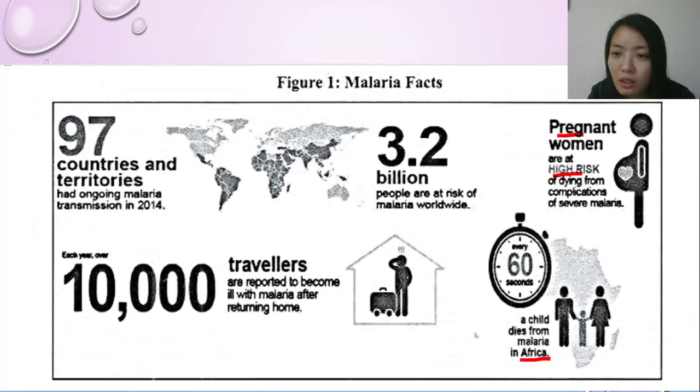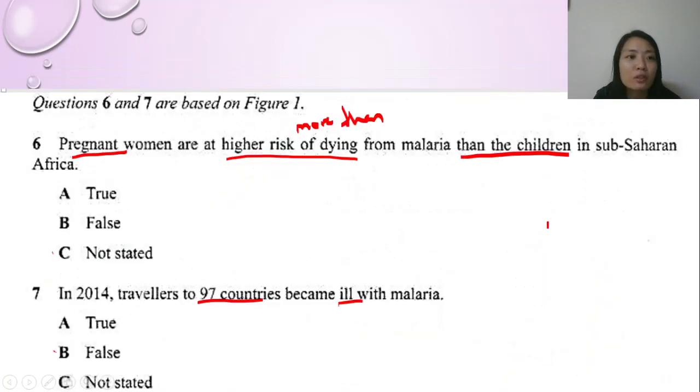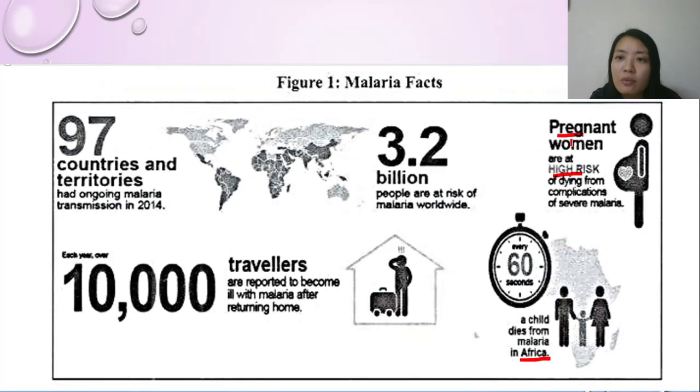Is it? Anywhere? High risk. It doesn't say more than them, isn't it? You don't know. It also doesn't say less than them. So you're not actually sure here. It's not displayed over here. So if that's the case, we choose not stated lah. Some of you will be wondering, teacher, why not we choose false? We can't choose false because false has to be a direct opposite of what is stated there. You can choose false if, let's say it says here, pregnant women are not at a high risk.